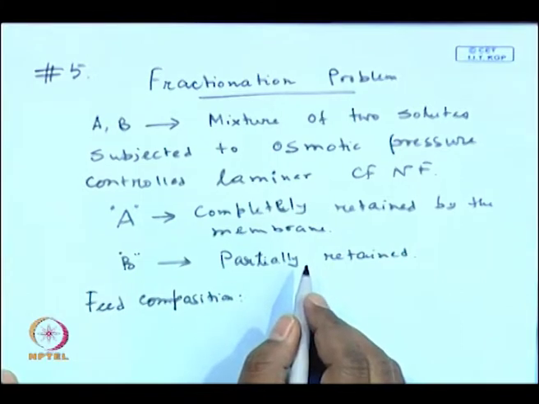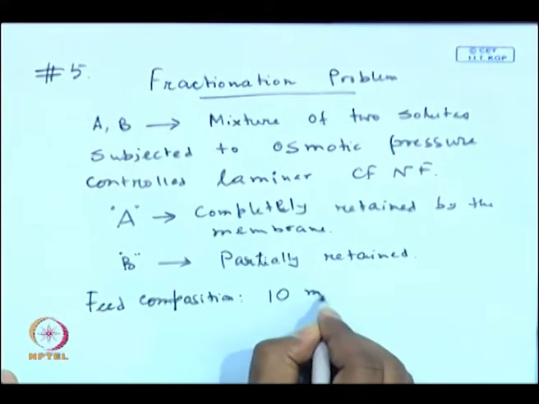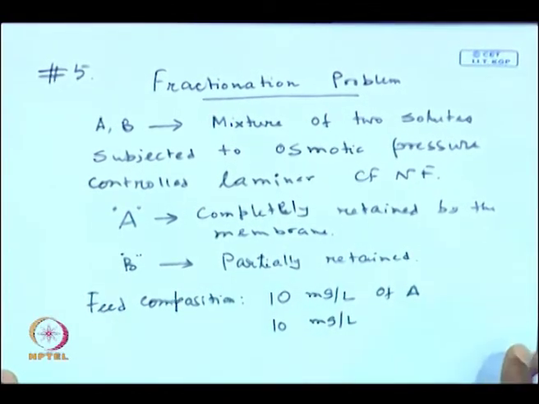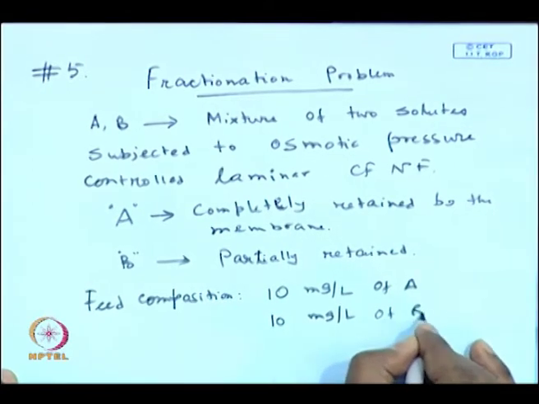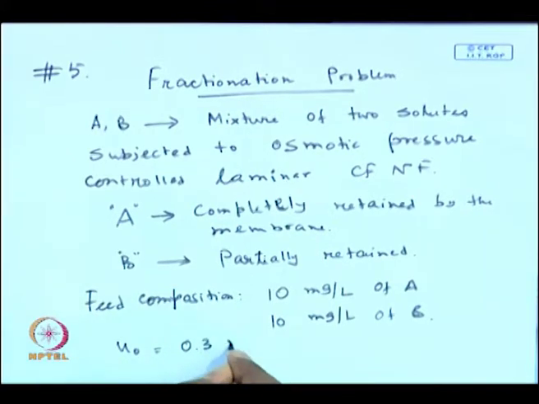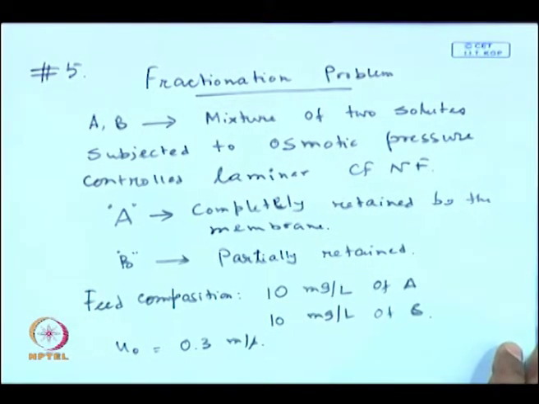10 ppm of A and B each. So, 10 ppm means 10 milligram per liter of A and 10 milligram per liter of B. That is the feed composition. The average cross flow velocity in the channel, it is given that U naught is 0.3 meter per second. If the flow rate is given and the channel dimensions are given, you can also find it out. Flow rate divided by the cross sectional area normal to the direction of the flow. So, in this particular problem it is given as 0.3 meter per second. So, you can back calculate and find out what is the flow rate from here.